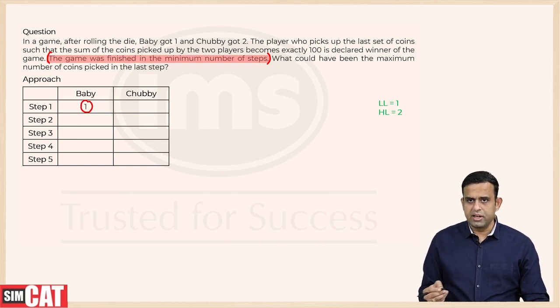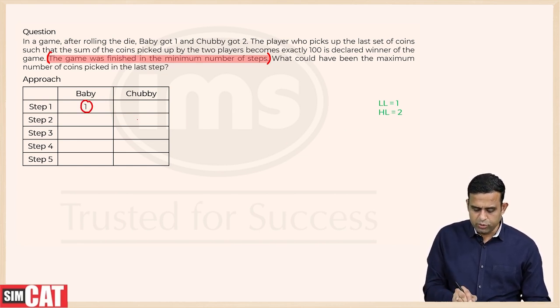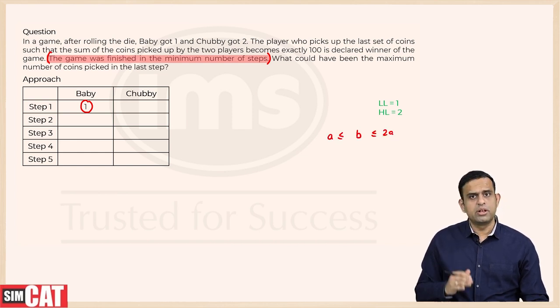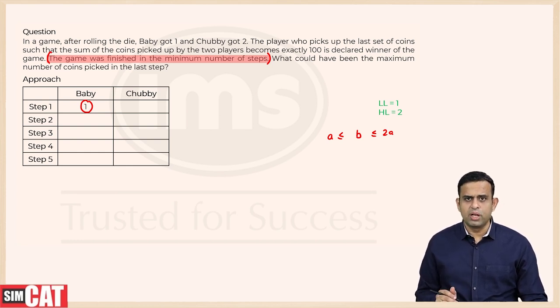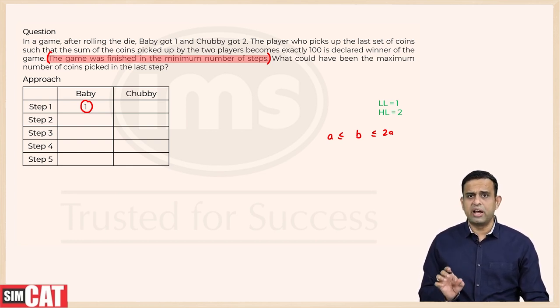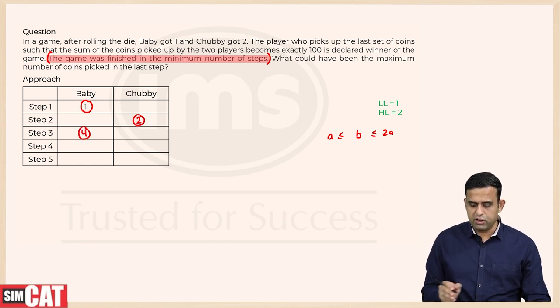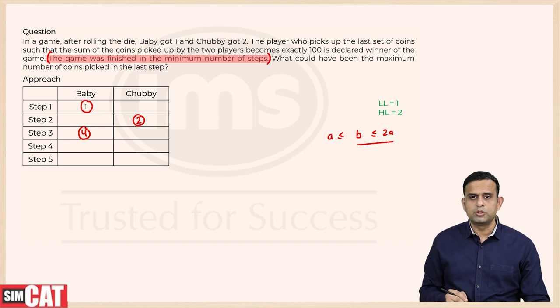And since in this particular case, any particular number, suppose I say B, should be between the number A and the number 2A, including both the numbers A and 2A. So if I want to finish off the game in the lowest possible number of steps, I should choose as high as possible and not the small number. So the highest I can pick in step number 2 could be 2. Then I can pick 4 in step number 3, because the highest I can pick will be B equals 2A, 2 times the previous coin.